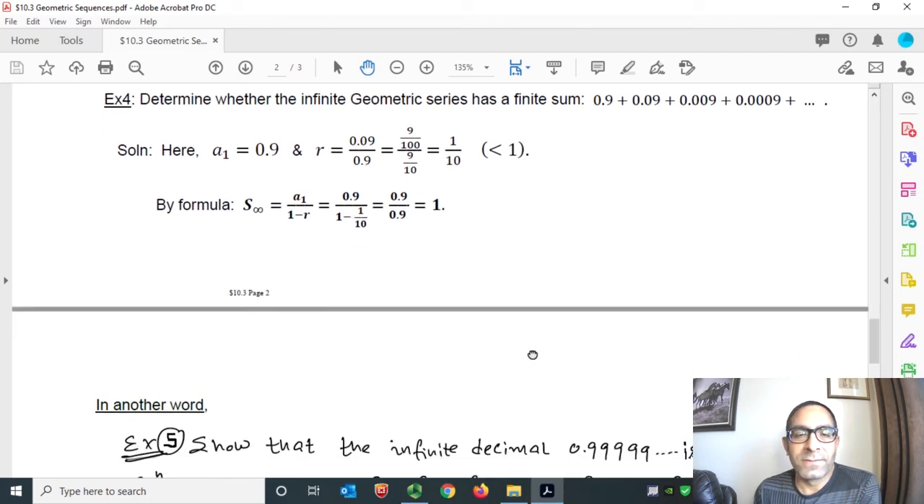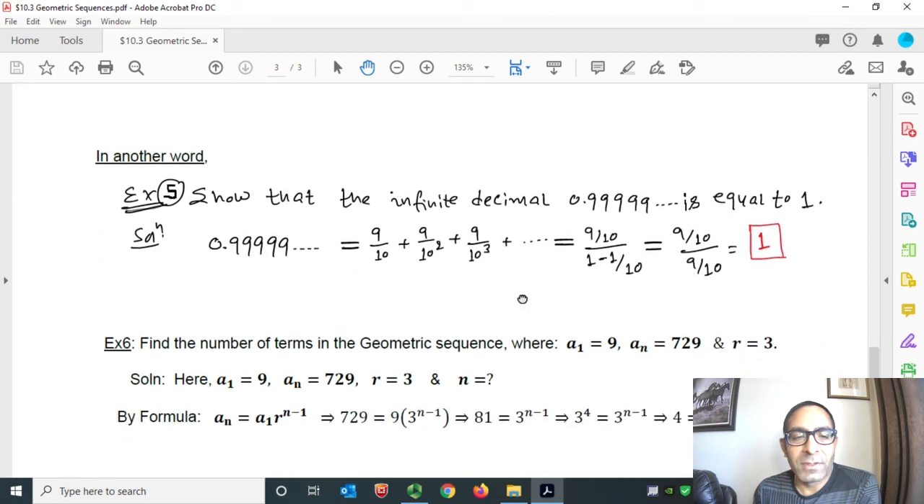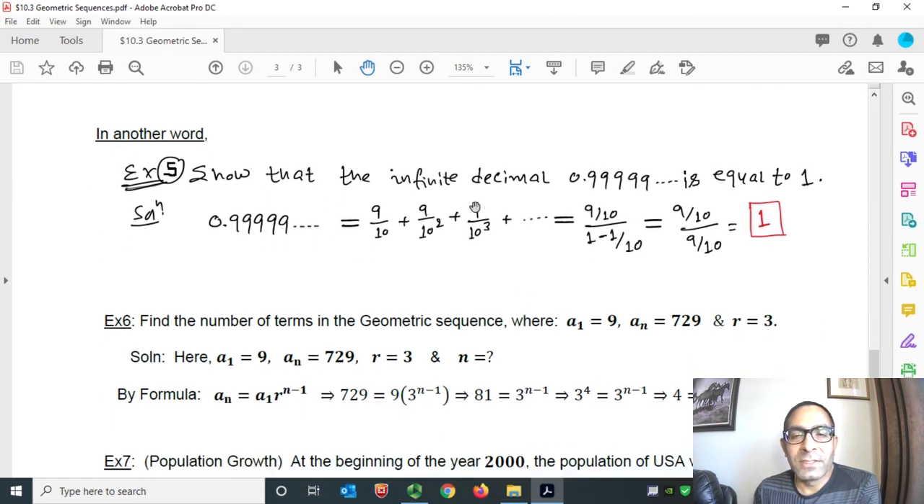rephrase these questions differently. So in example 5, show that the infinite decimal 0.9999999... is equal to 1. Let's prove this statement. So 0.999999... equals 9 over 10 plus 9 over 100 plus 9 over 1000 plus and so on. Now this is a geometric series, so we can apply our formula.